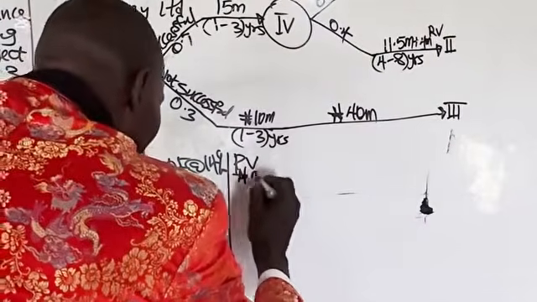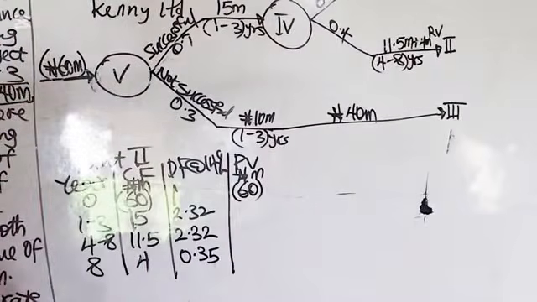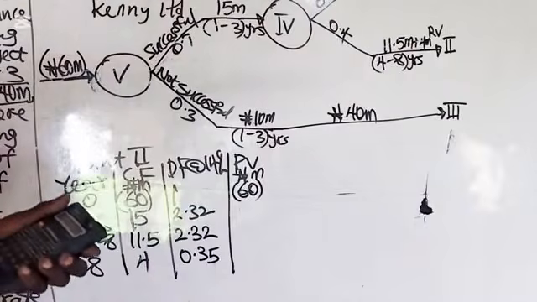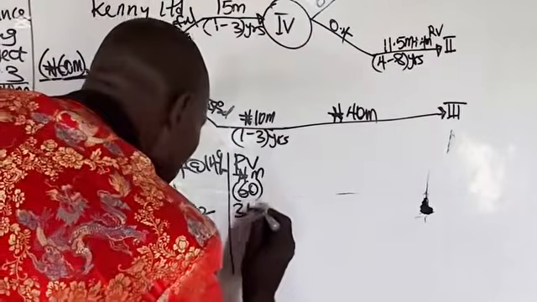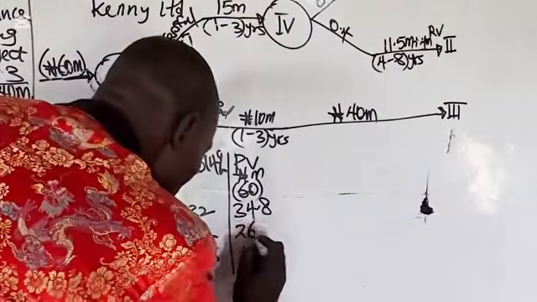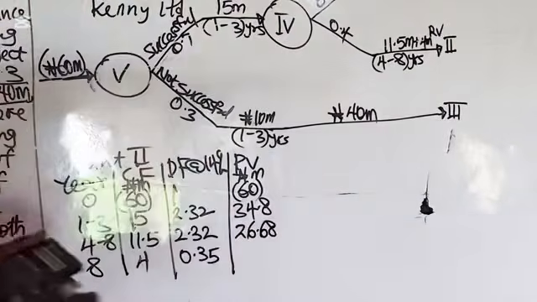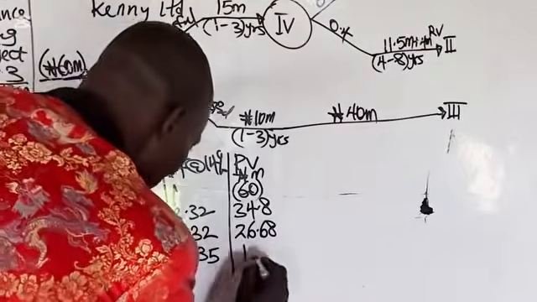Amount is in million naira. So minus 60. So 15 times 2.32, that gives us 34.8. 11.5 times 2.32, that gives us 26.68. Then we also have 4 times 0.35, that is 1.4.